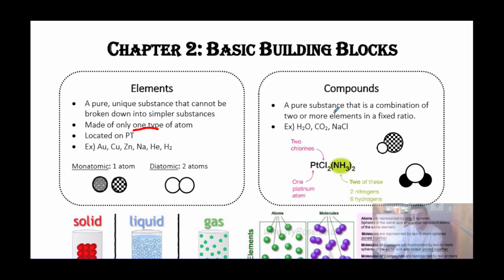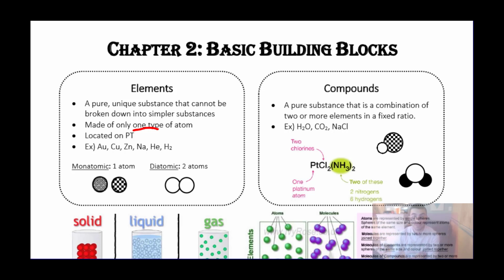So compounds are a pure substance. It's a combination of two or more elements in a fixed ratio. And if we break that definition down, both elements and compounds are classified as pure substances because in an element, the smallest particle that we can get is the same particle. Meaning, in a sample of gold, the smallest, simplest piece of gold we can get are gold atoms, and all of those gold atoms are identical to each other.